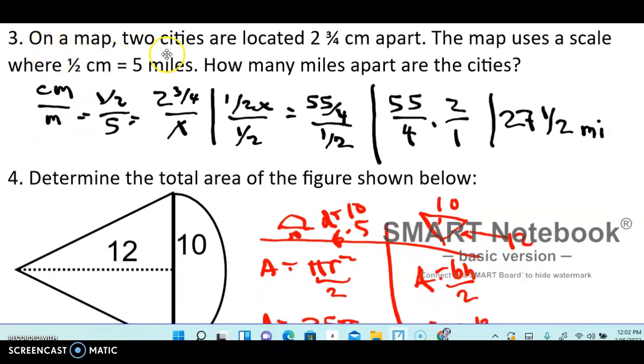Number three, on a map, two cities are located 2 3/4 centimeters apart. The map uses a scale where 1/2 centimeter is equal to 5 miles. How many miles apart are the cities? I set up centimeters over miles, 1/2 over 5, 2 3/4 over x. When I cross multiply, I get 1/2 x is equal to 55/4. I divide both by 1/2, and I get an answer of 27.5 miles.